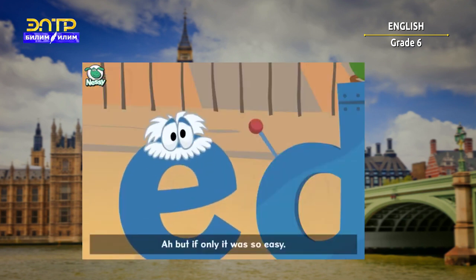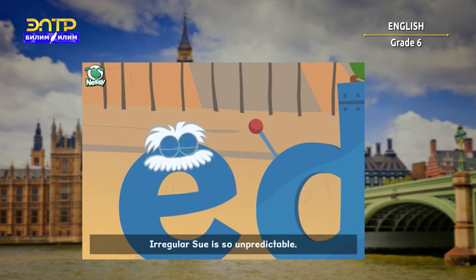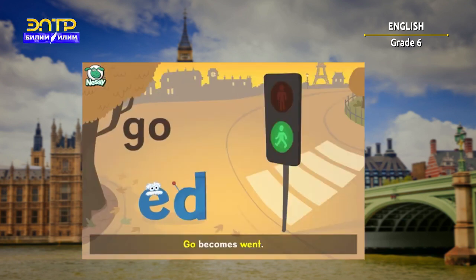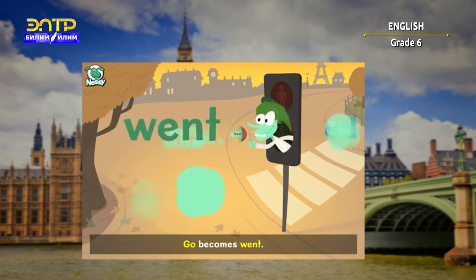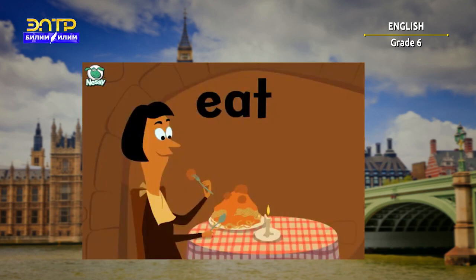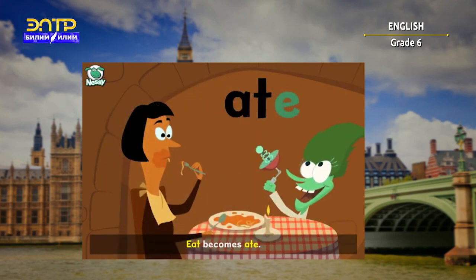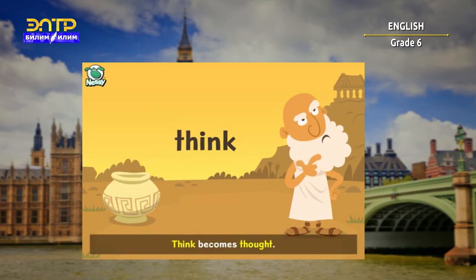But if only it was so easy. Irregular Sue is so unpredictable. Strange things happen to words when she is here. Go becomes went. Eat becomes ate. Think becomes thought.